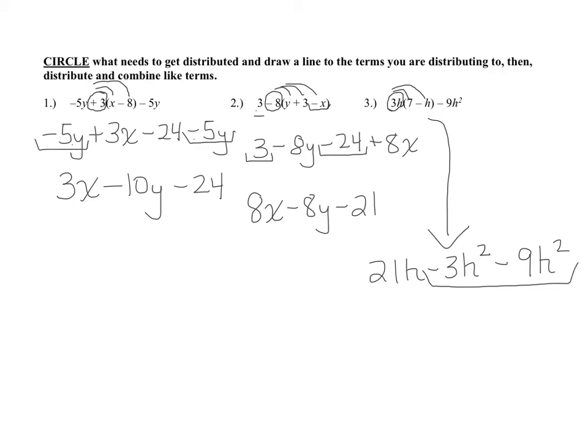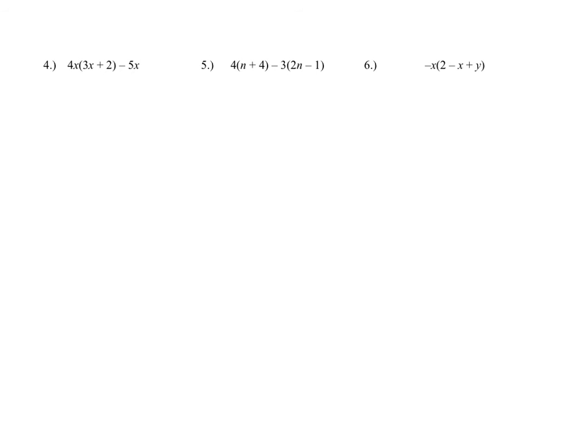The h squareds get combined. Don't forget this is negative 3h squared minus 9h squared. That gives me negative 12h squared. And then I have this term left over, 21h. It's positive, so I write plus 21h. So I think this is a good point if you want to stop the video and try 4, 5, and 6 on your own. Tune back in and see if you're getting them correct.